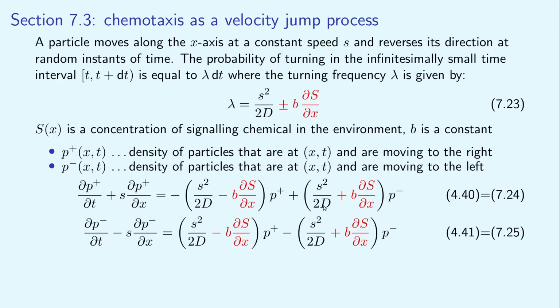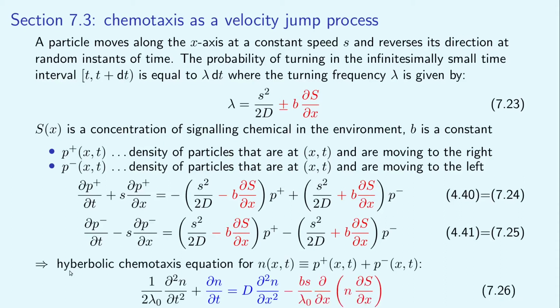In particular, if b is a positive constant, then the signal S(x) will be an attractant, and if b is a negative constant, then the signal S(x) will be a repellent. To derive this conclusion, think about S, which is an increasing function. Then the derivative of S is positive. If b is itself positive, then this term is positive. So the right-moving particles, which are going in the direction of increasing signal, are less likely to turn than the left-moving particles, which are going in the direction of the decreasing signal. Therefore, this choice of signs indeed models an attracting chemical signal for positive values of parameter b.